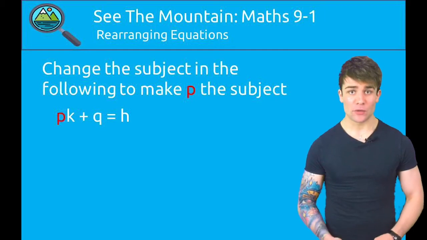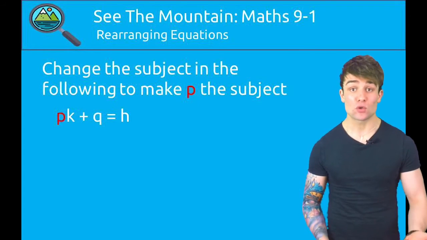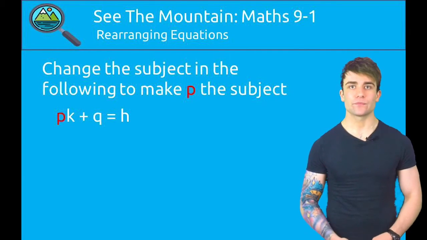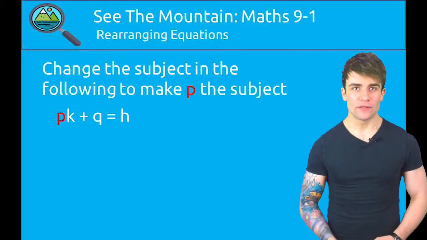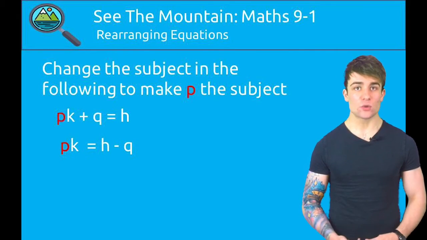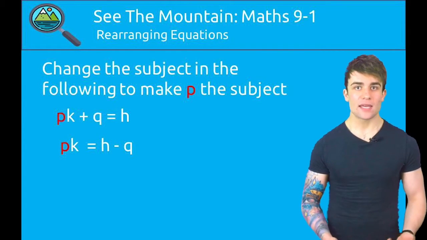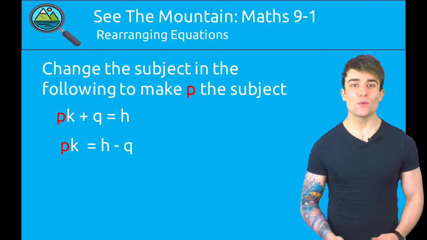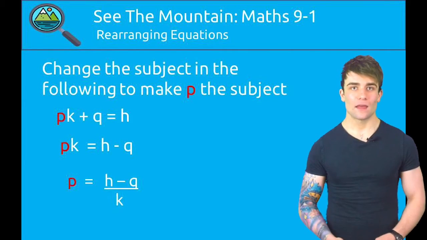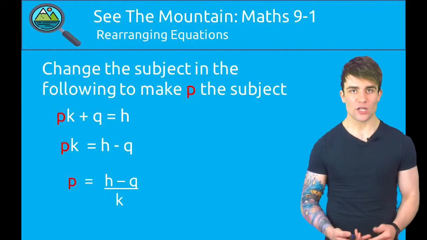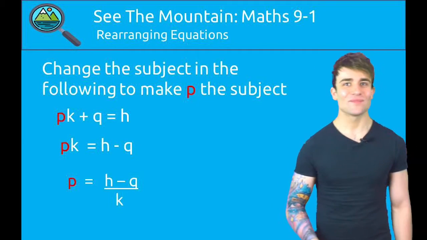Okay, so you're going to apply both those principles now to this example. Remember, you're subtracting and dividing here. All right, hopefully then you found that pk plus q equals h when you're trying to make p the subject of the equation. First things first, you subtract the q. pk equals h minus q. And then we're just going to divide by k, giving us a final answer of p equals h minus q divided by k.